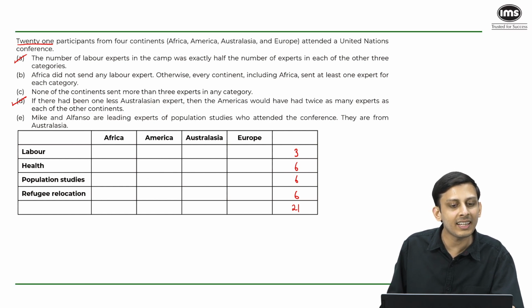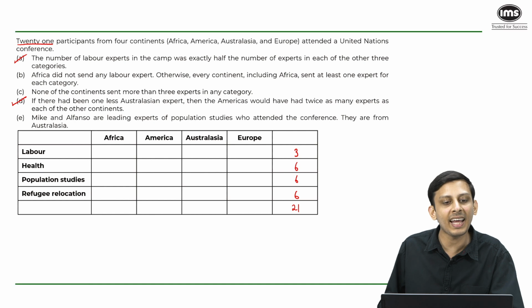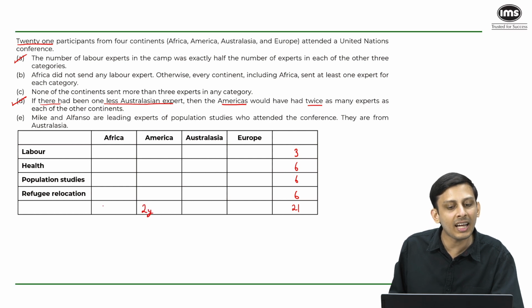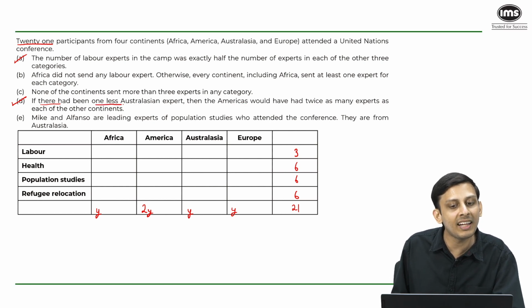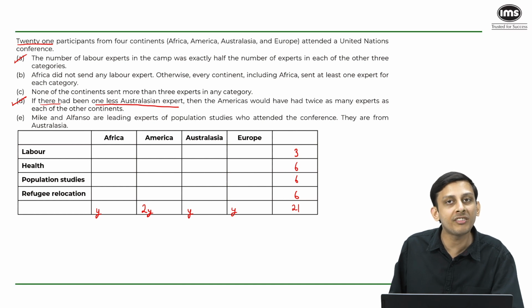This condition is saying that if there had been one less Australasian expert, then the Americas would have had twice as many experts as each of the other continents. Now let us look at that situation. Americas would have had double the number of experts as each of the other continents. So if I give America 2y here, then each of the other continents would have had y. That is how America would have had twice the number as each of the other continents. But this would have been the situation if there had been one less Australasian expert, so the actual number of Australasian experts is not y. It will actually be y plus 1.